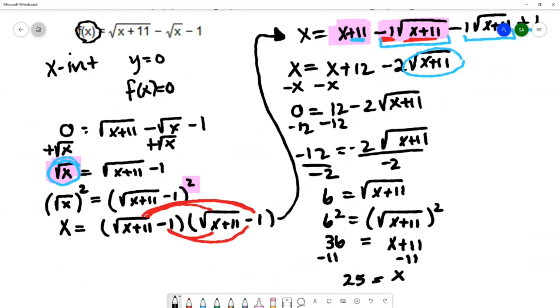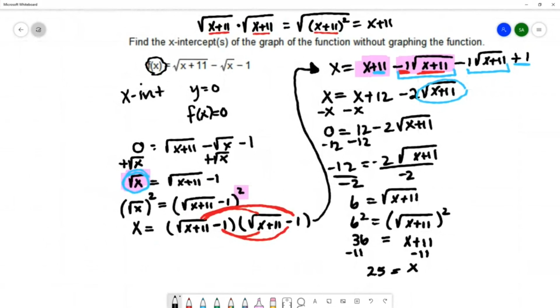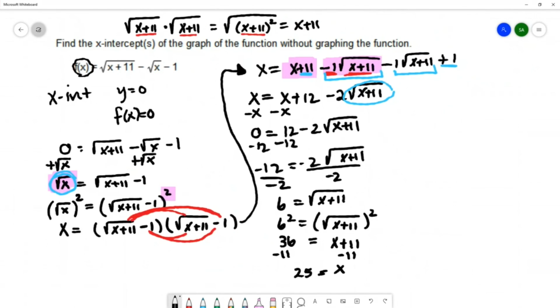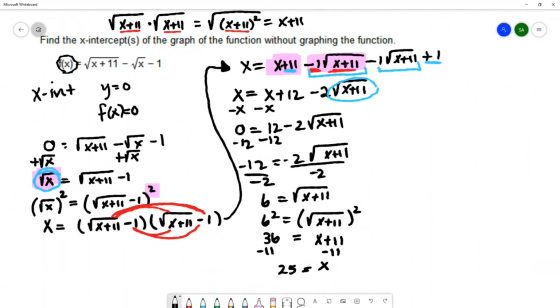Now, seems like we've got our answer, but there's one more thing that we have to do. And it's because of us doing this step where we square both sides. It's possible that when you square both sides that you get what we call extraneous solutions. These are extra solutions that don't work in the original equation. So what we have to do is we have to check to make sure that we don't have one of those extraneous solutions.